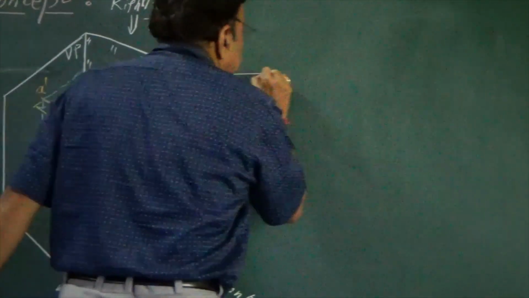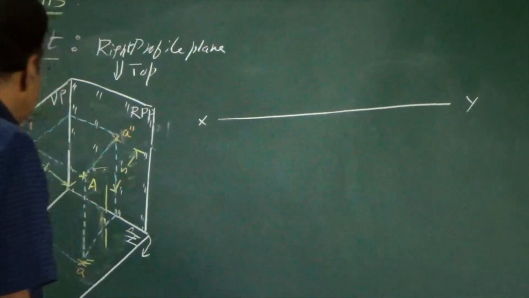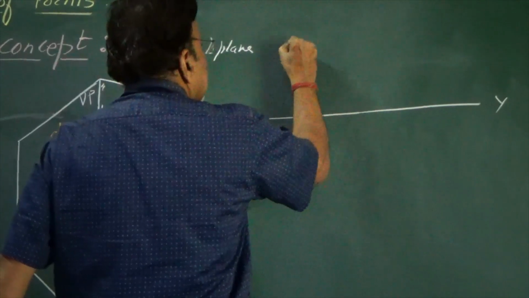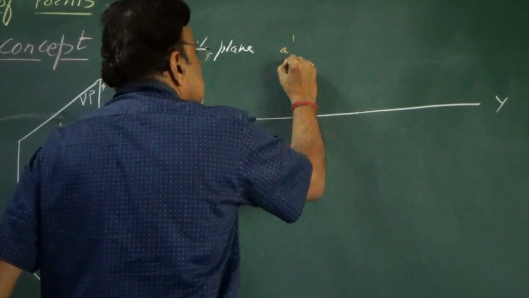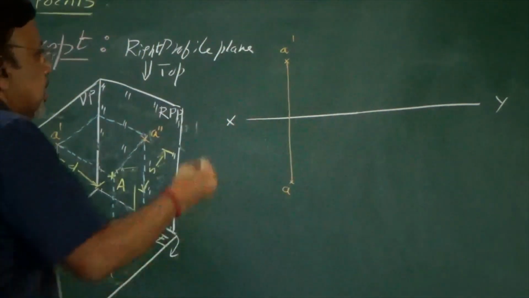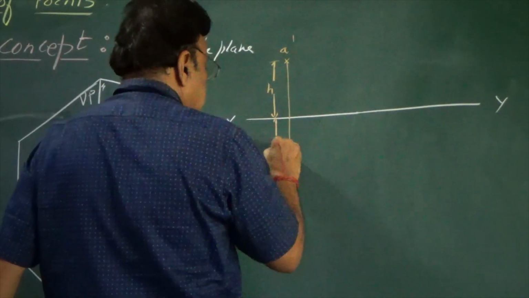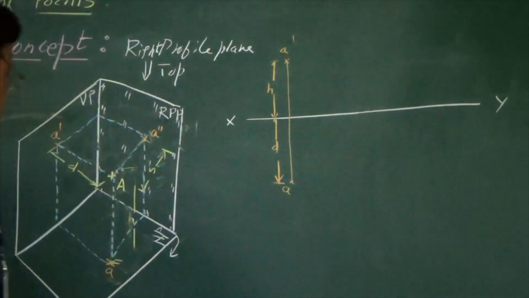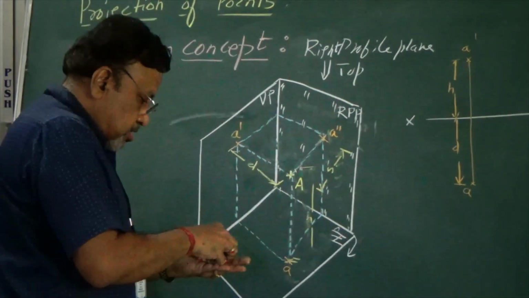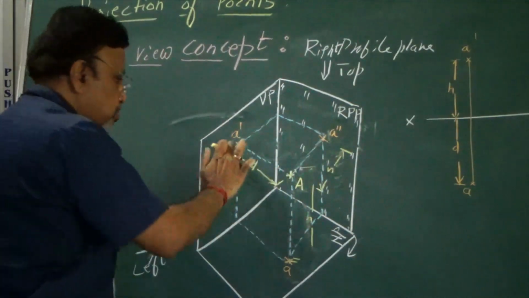I will draw the XY line. Now the front view point will come above the XY line, A dash, and the projector should be light. Let us say this is A. Then as usual, this distance is H distance and this distance is D distance. You can just see this. I rotated this now. So this is H, I have indicated this is H. This is H, this is also H. That means this distance is H here.